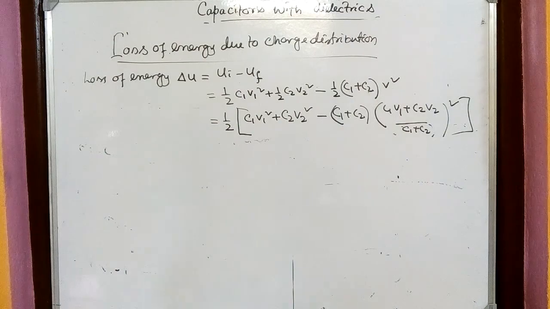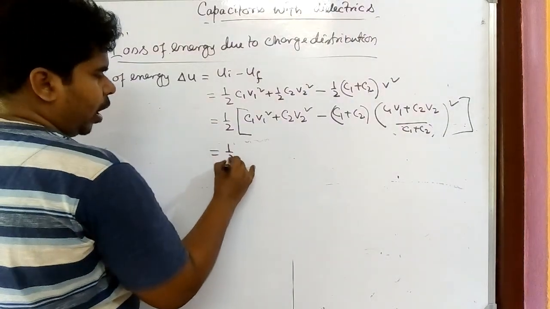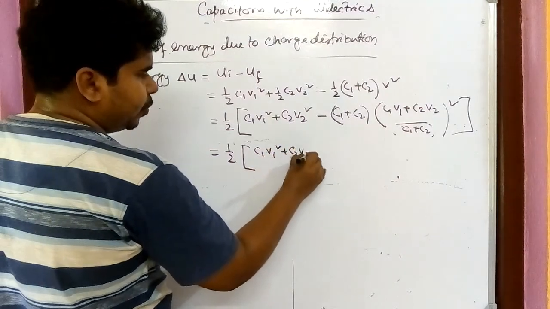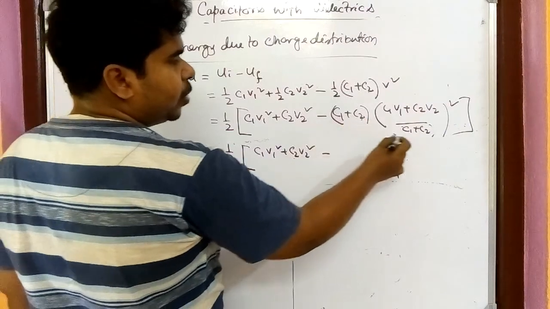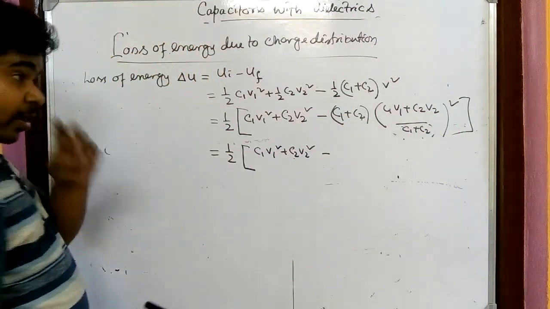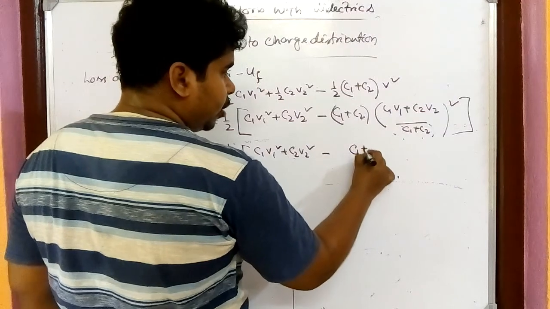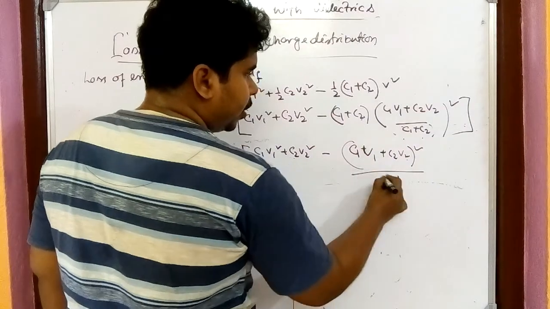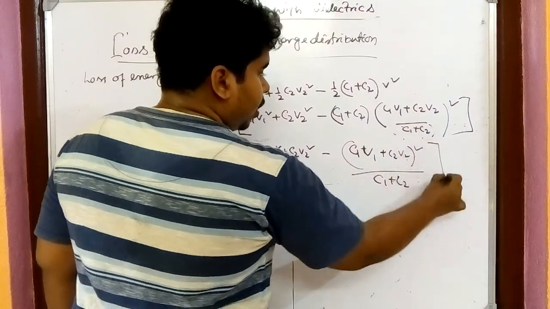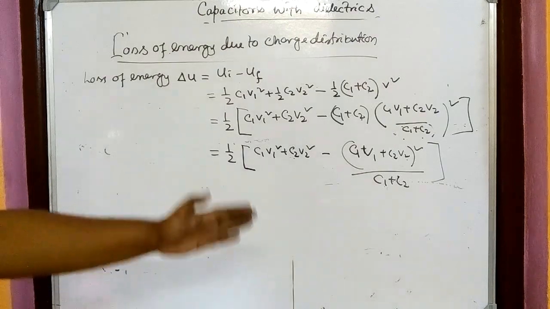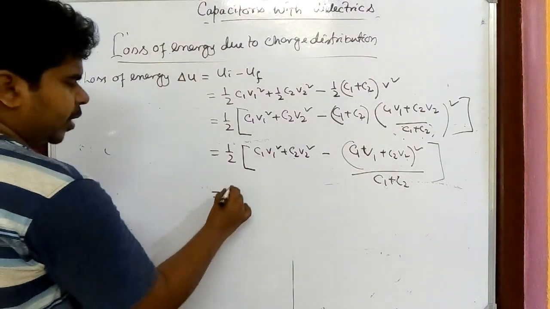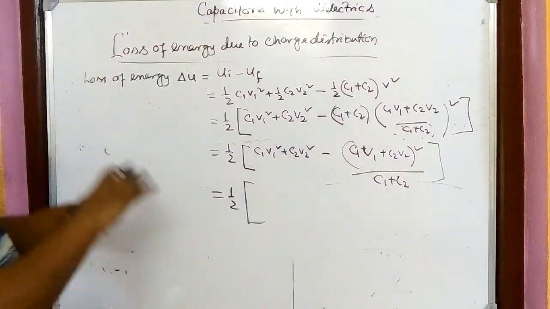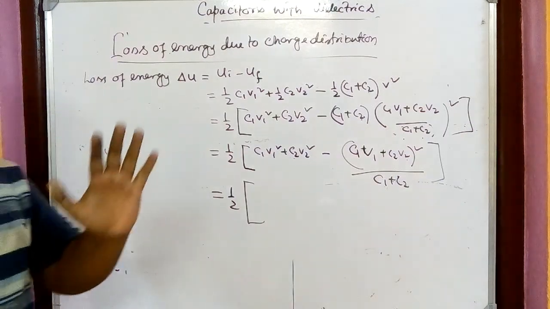Now we have to calculate it. The calculation is a little bit longer. So half of C1 V1 square plus C2 V2 square minus C1 plus C2, and here C1 plus C2 square, one gets cancelled out. So it is C1 V1 plus C2 V2 whole square over C1 plus C2. So C1 plus C2 will be multiplied here. So I am writing directly, you might be bored of that calculation.